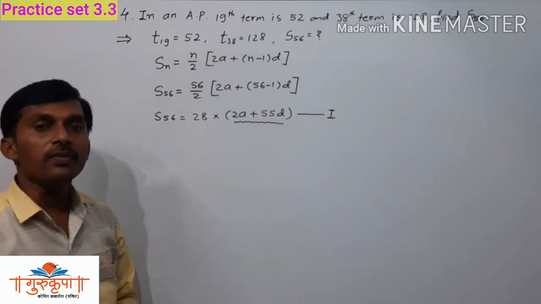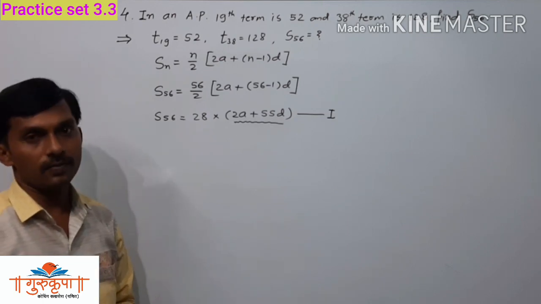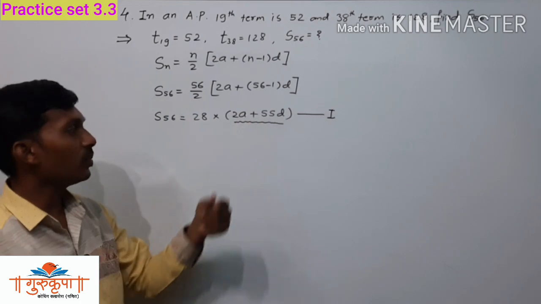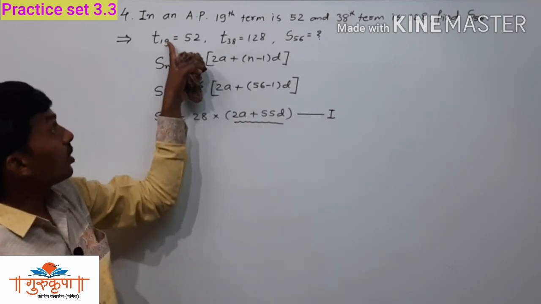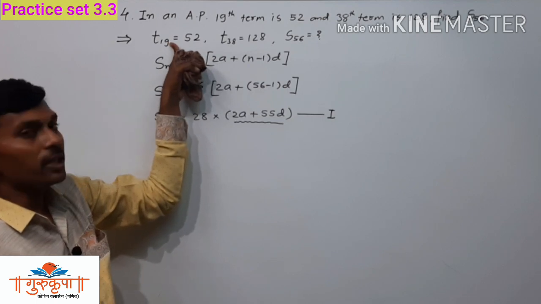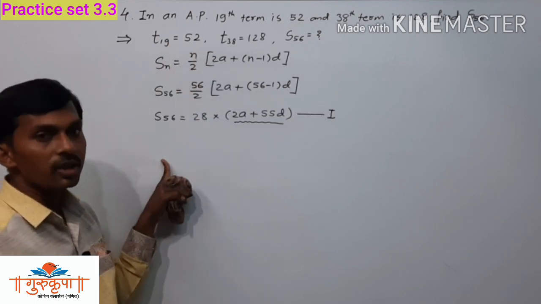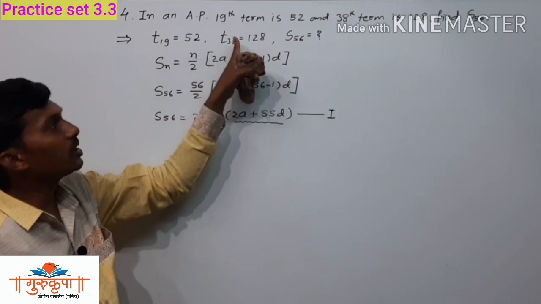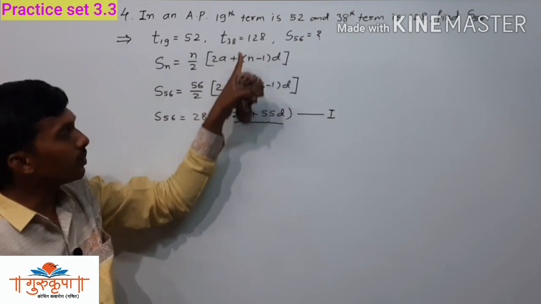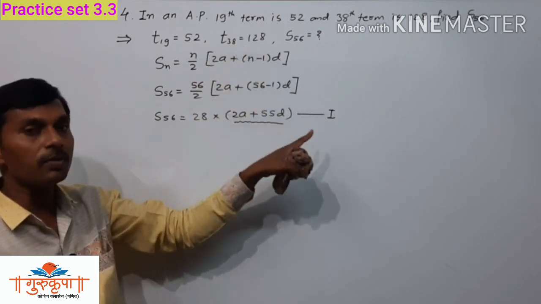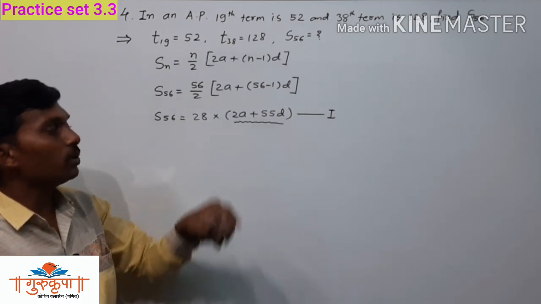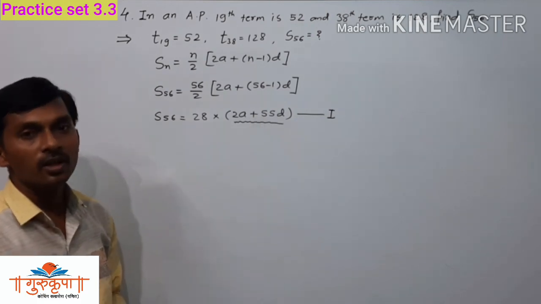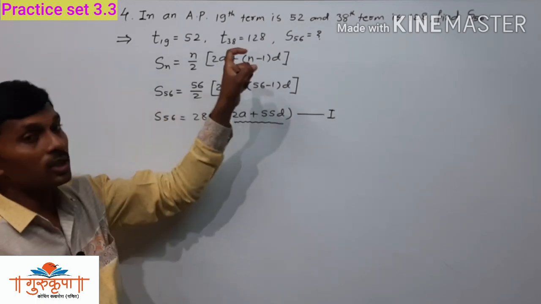No need to find the values of a and d separately. You can directly get the value of 2a plus 55d. How to get that value? From the term number 19, you will get a linear equation in two variables. From the 38th term, you will get one more linear equation in the same two variables, and adding those two equations, we will get the value of 2a plus 55d. Only we have to remember these things.